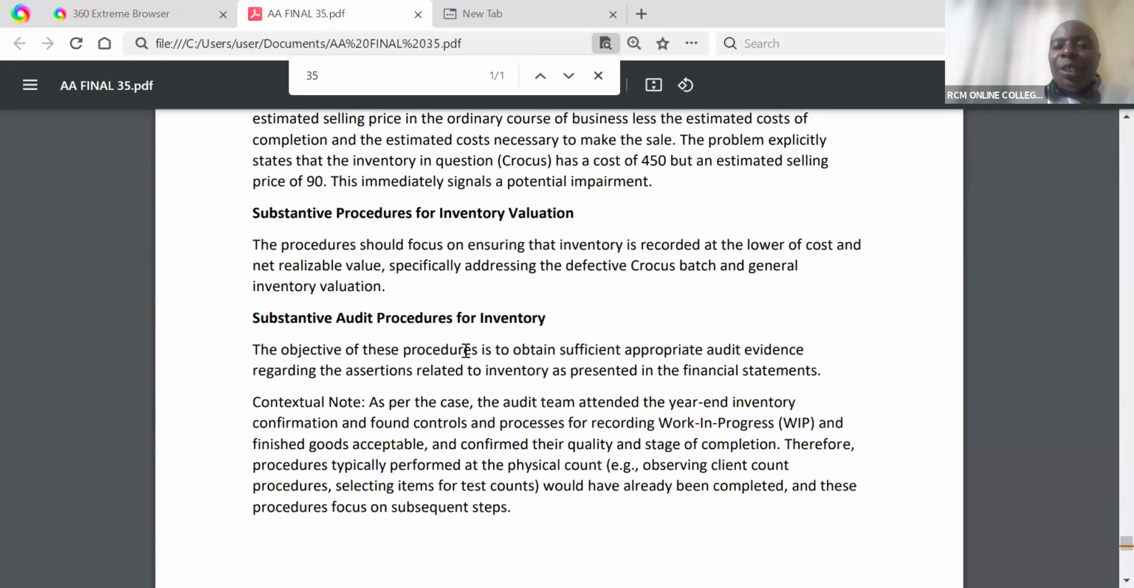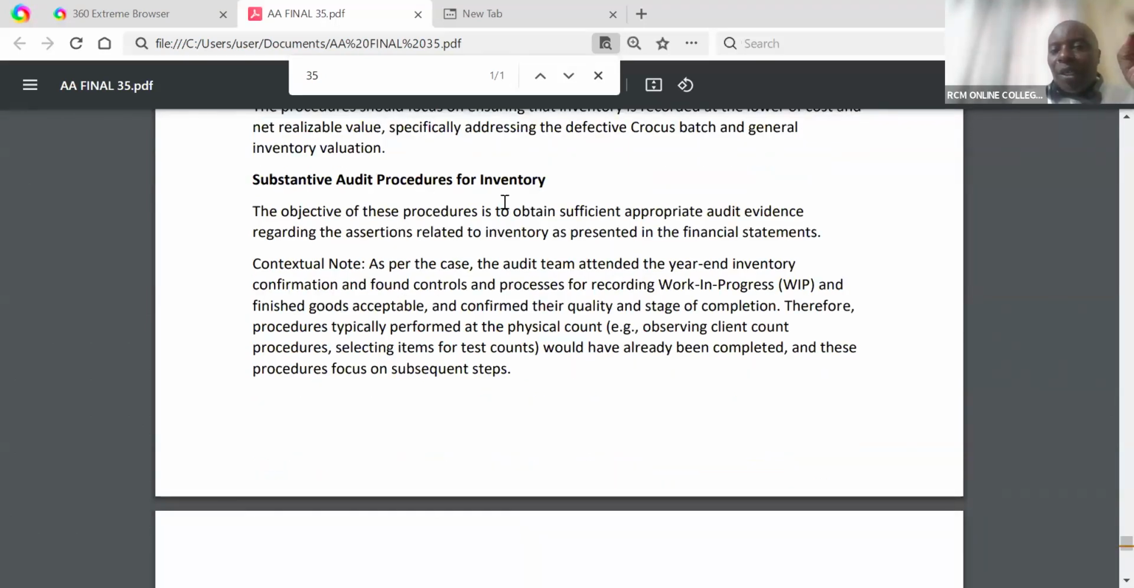So, substantive procedures. The procedure should focus on ensuring that inventory is recorded at the lower of cost and net realizable value, specifically addressing the defective crocus batch and the general inventory valuation. Substantive audit procedures for inventory: the objective of these procedures is to obtain sufficient appropriate audit evidence regarding the assertions related to inventory as presented in the financial statements.